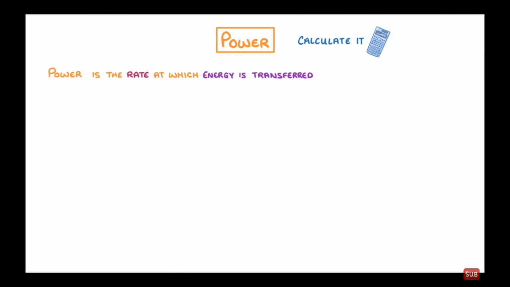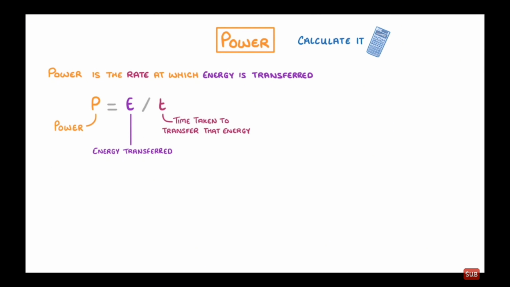In today's video, we're going to take a look at what power is, and see how we can calculate it. Now, although they both mean pretty much the same thing, it's important to know that there are actually two different definitions for power, each with their own equation. One is that power is the rate at which energy is transferred, which can be shown by the equation power equals energy transferred divided by the time it took to transfer that energy.